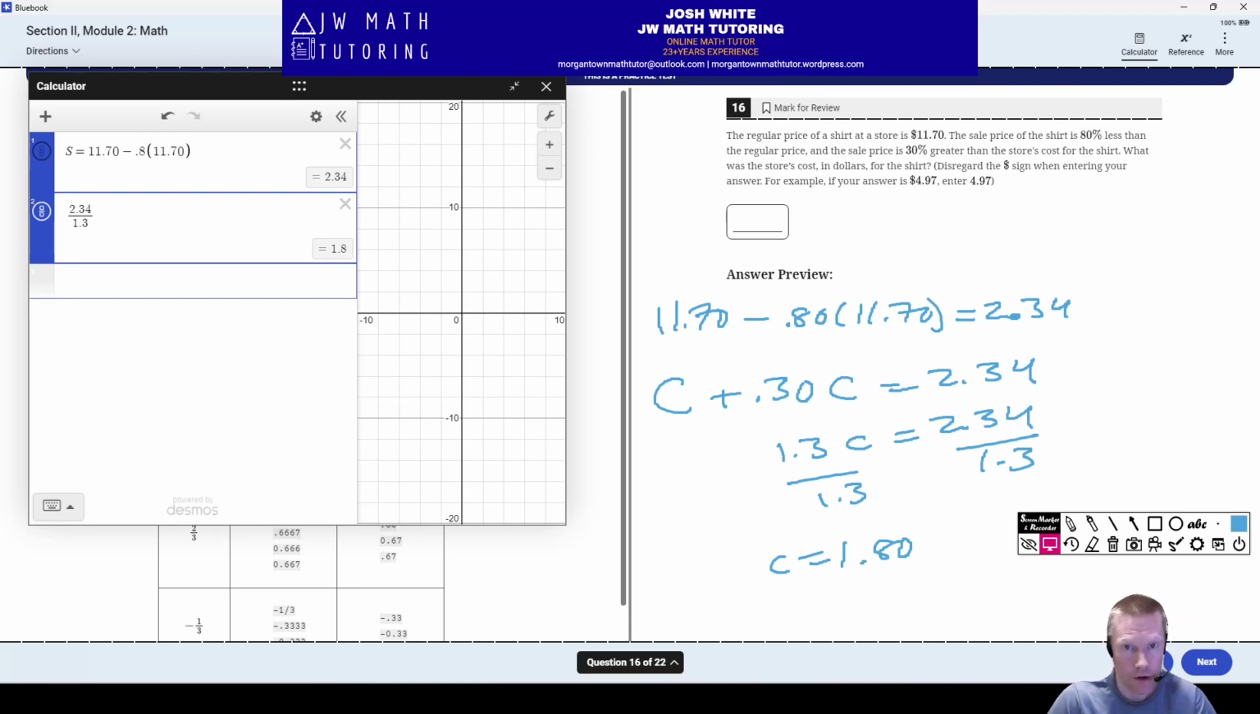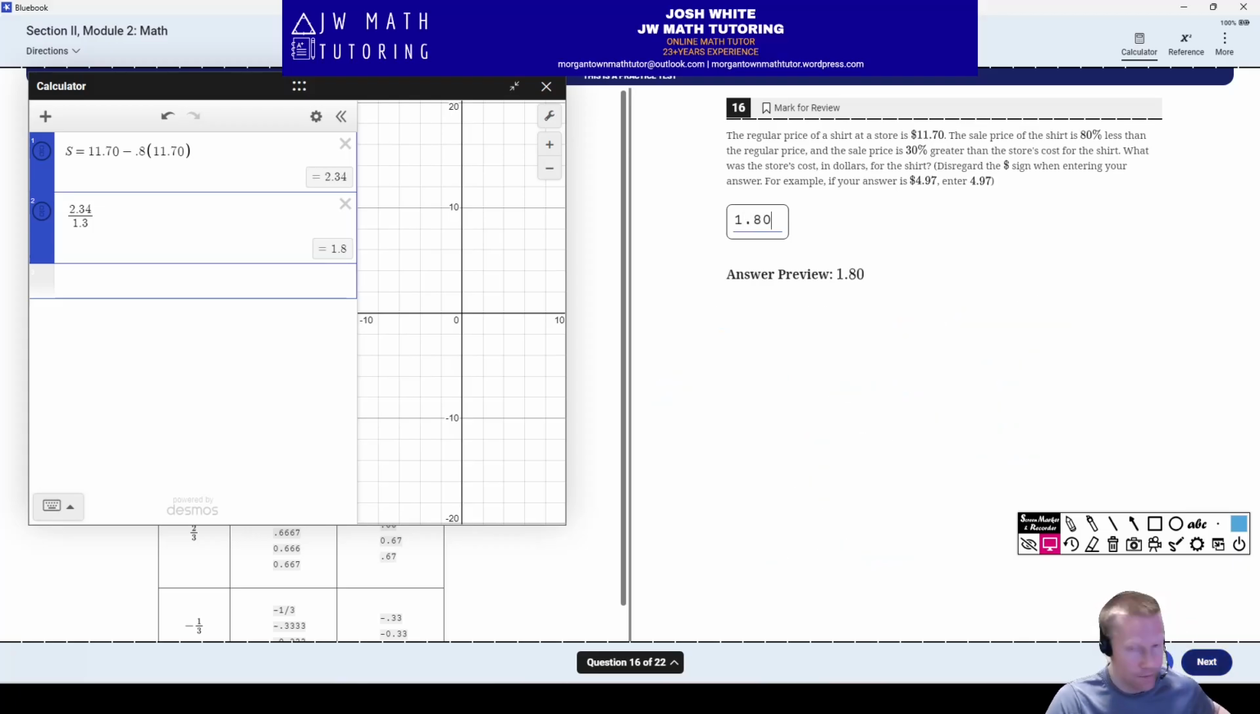Again, a lot of people will take the 234 and try to take 30% of that and subtract it from it, but that's not how it's working. It's actually like starting at the cost and adding 30% to get 234. It is not starting at 234, taking 30% less than that and getting down to the cost price. So those two are not the same. So you have to set it up and solve it this way. So you can type in 180 for the answer.